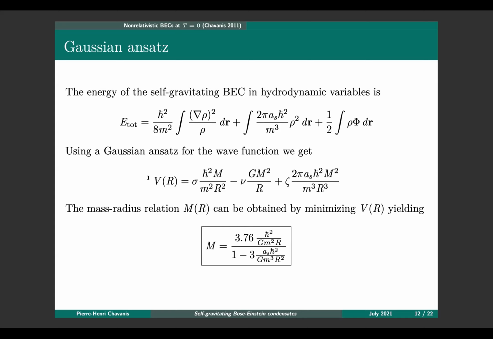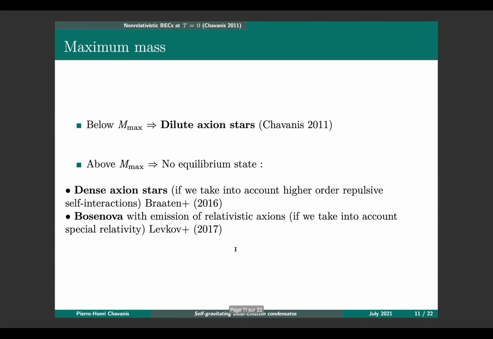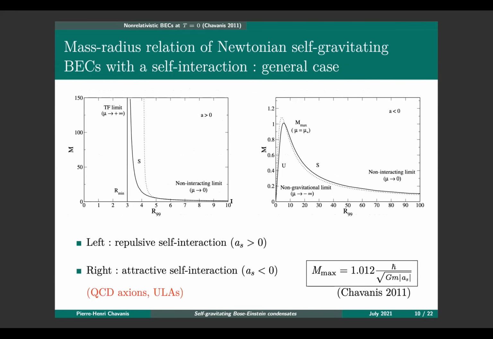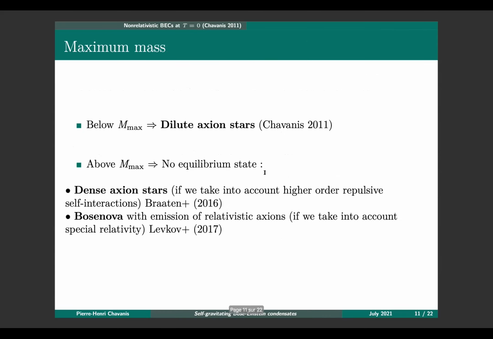And if we minimize this function, if we minimize the energy with respect to R at fixed mass, we obtain the following expression of the mass-radius relationship, which is in relatively good agreement with the numerical results that I showed previously. In particular, it is able to give a good approximation of the exact maximum mass shown here.